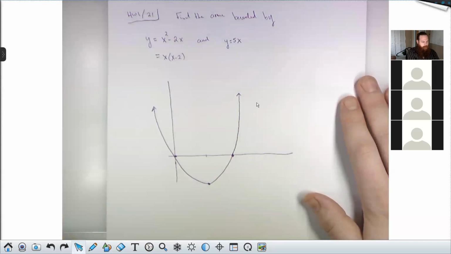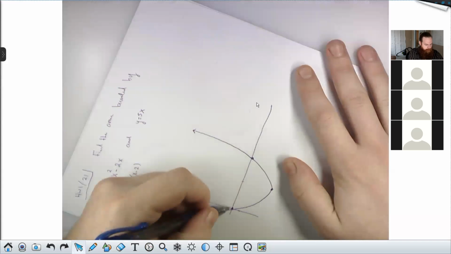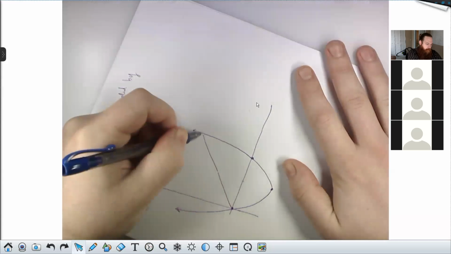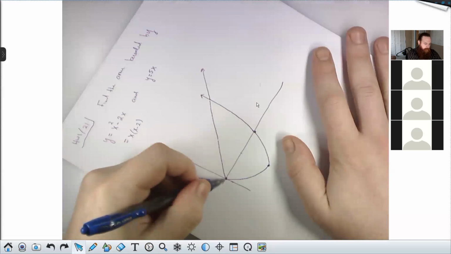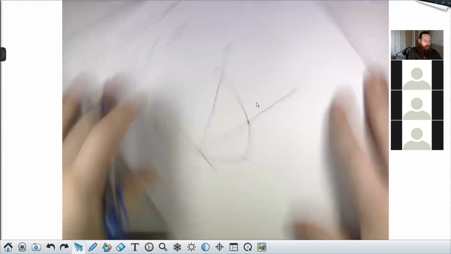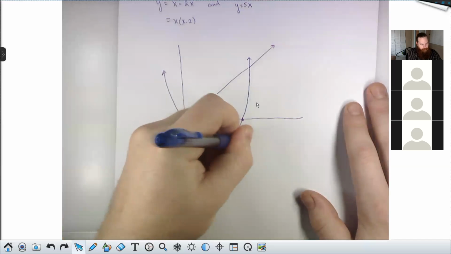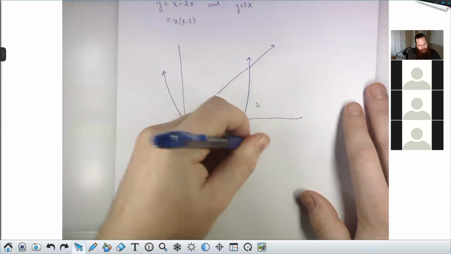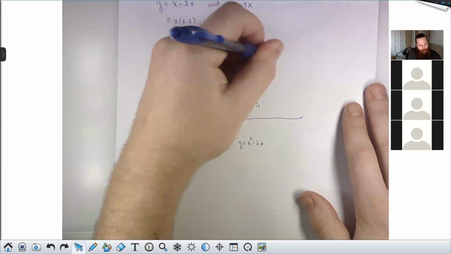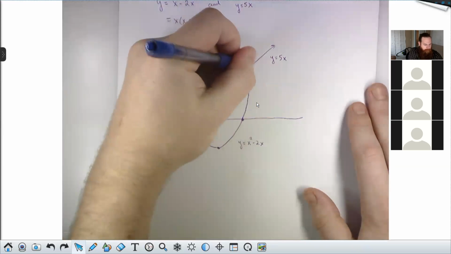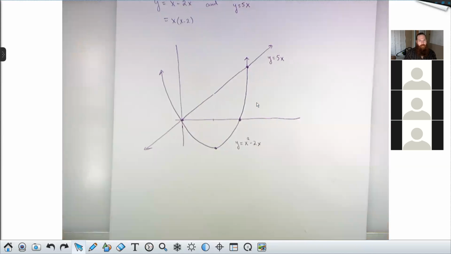And then y equals 5x. It's a straight line through the origin with slope 5. So my region should look something like this. This is y equals x squared minus 2x. This is y equals 5x. So my upper function here is definitely the line, y equals 5x. My lower function here is definitely the quadratic, y equals x squared minus 2x.